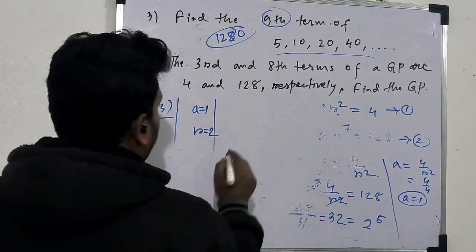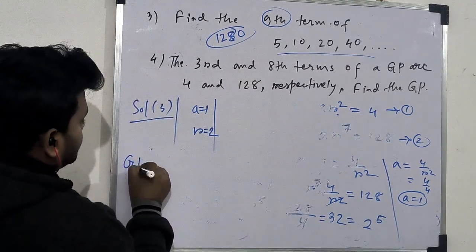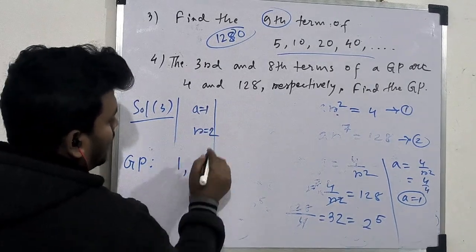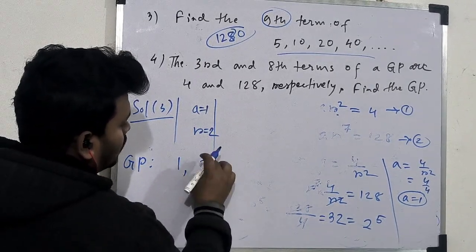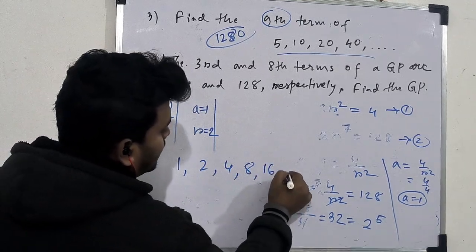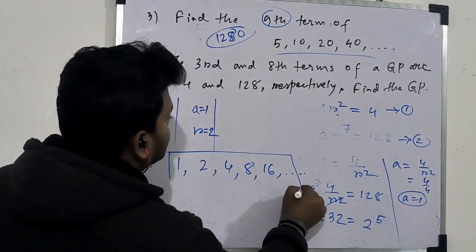So if A equal to 1, the GP series will be: first term 1, second term A into R, that is 1 into 2, that is 2, then 2 into 2, that will be 4, into 2, that will be 8, into 2, that will be 16, and so on. So this will be the GP series.